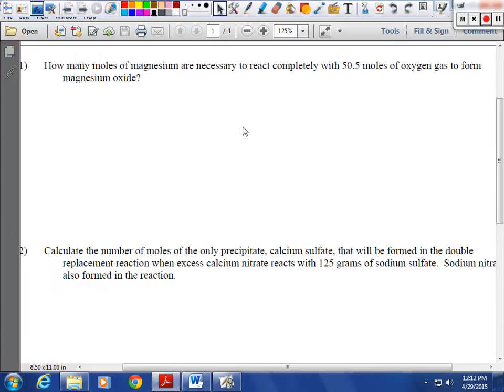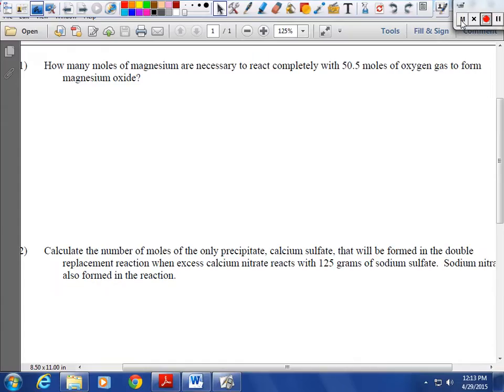So the question is, how many moles of magnesium are necessary to react completely with 50.5 moles of oxygen gas to form magnesium oxide? Now, anytime we do a stoichiometry problem, what is a minimum? A balanced equation. See if you can write the balanced equation for that reaction.